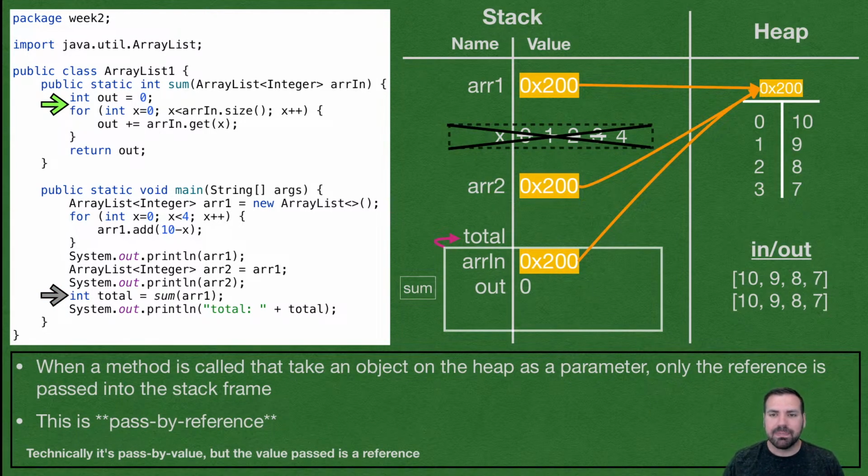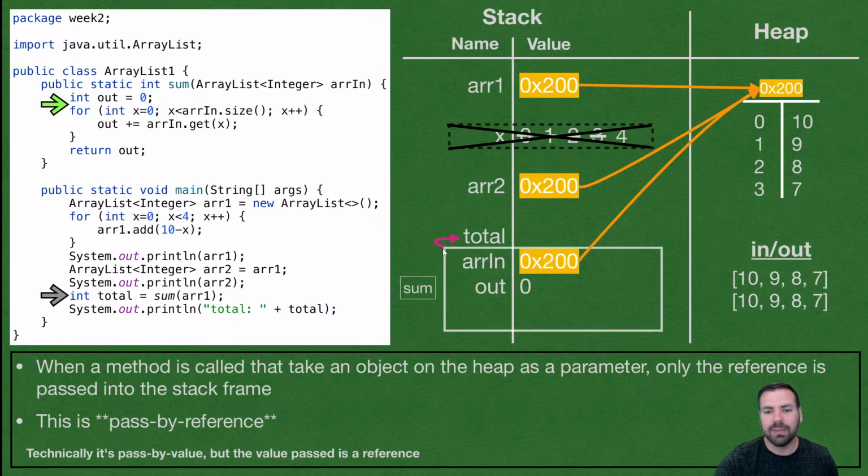All right, and the last big topic pertaining to references is when we call a method that takes a parameter type that stores a reference. So this doesn't store an array list of integer. Our in is going to store a reference to an array list of integer. So we do pass this by reference. Yes, technically pass by value, but the value is a reference. We're going to pass the reference into the sum method.